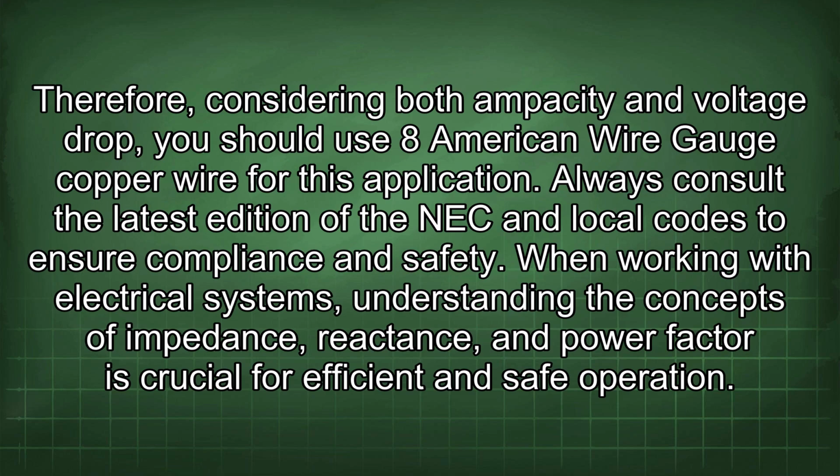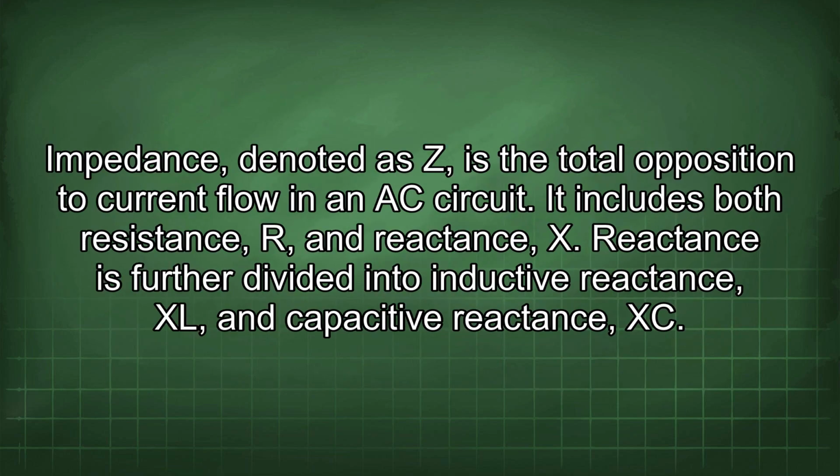When working with electrical systems, understanding the concepts of impedance, reactance, and power factor is crucial for efficient and safe operation. Impedance, denoted as Z, is the total opposition to current flow in an AC circuit. It includes both resistance, R, and reactance, X. Reactance is further divided into inductive reactance, XL, and capacitive reactance, XC.